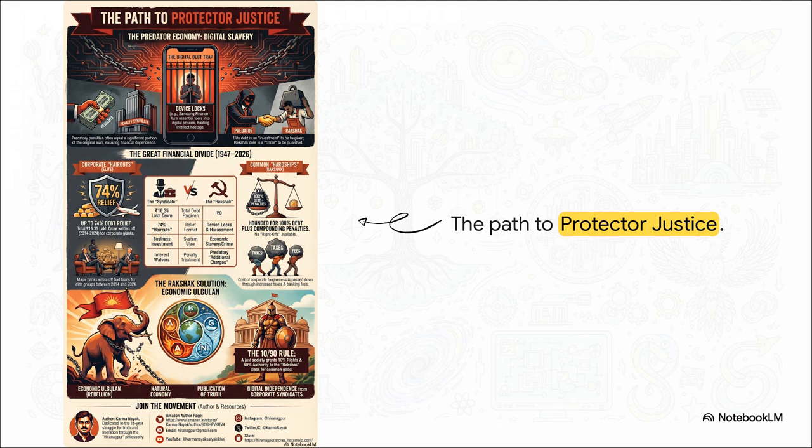The contrast here is stark. On one side, you have the digital debt trap and corporate haircuts, where massive debts are just forgiven for the elite. On the other side, the proposed Rakshak, or protector solution, focuses purely on digital independence and collective rights. It maps out a profound shift from a system of dependency to one of sovereign rights over natural resources.